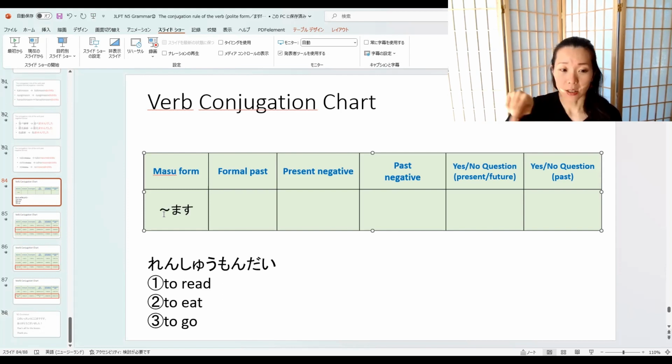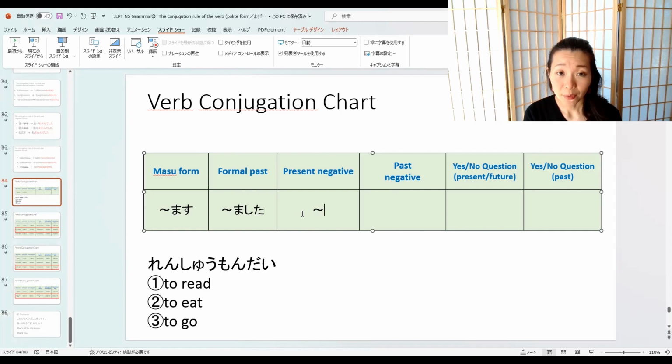You create a chart that organizes your verb conjugation. Then formal past は何でしたか？何ですか？覚えてる？Do you remember what the formal past is? Formal past is ます, then ます changes to ましたですね。そして means and then.